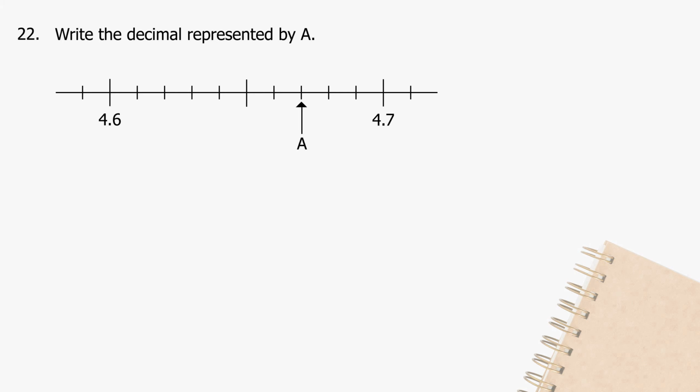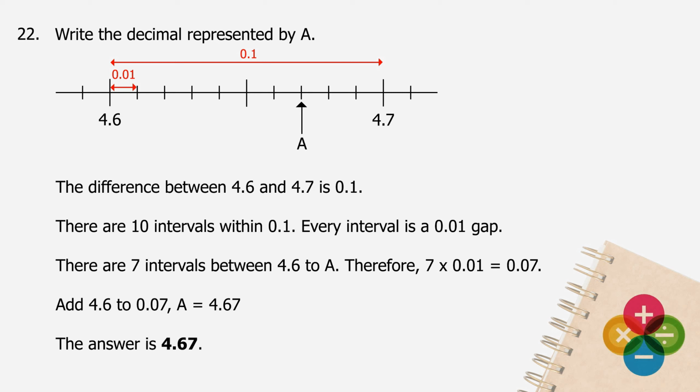Question 22. Write the decimal represented by a. The difference between 4.6 and 4.7 is 0.1. There are 10 intervals within 0.1. Every interval is a 0.01 gap.